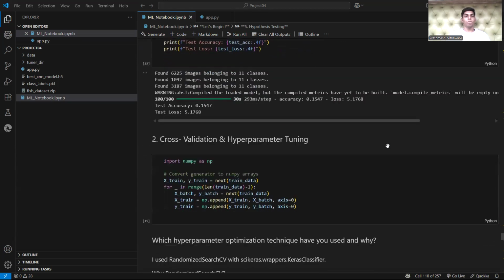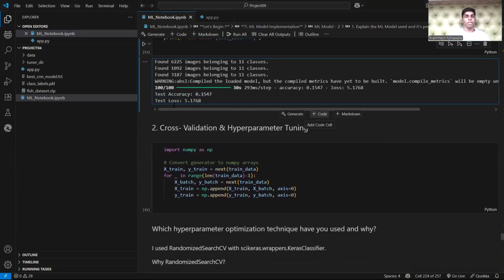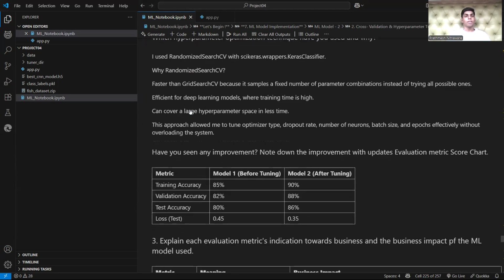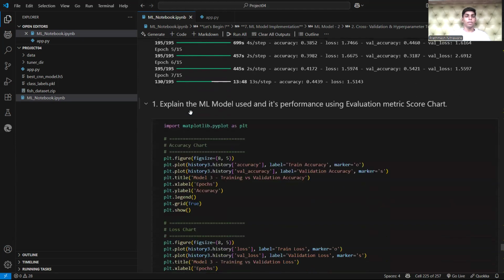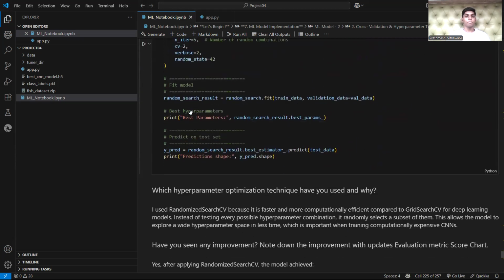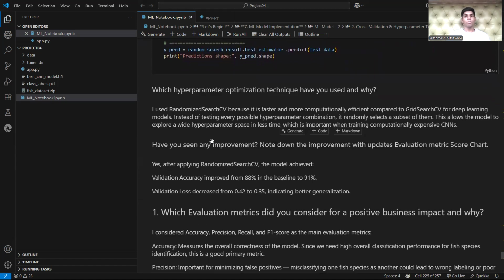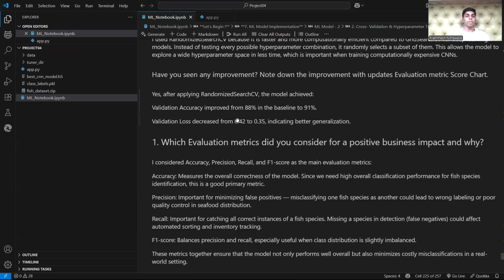Going to the ML model 2, the accuracy I got is 0.151 and test loss is 5.1768. I used random search CV in this. Going on to the ML model 3, I have used random search in this also because it's fast and computationally efficient compared to grid search CV. Here the accuracy was 88% against the baseline of 91%.